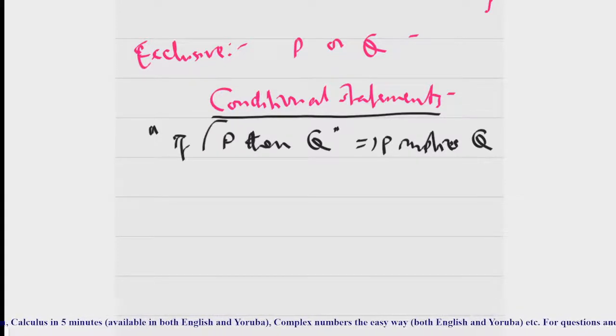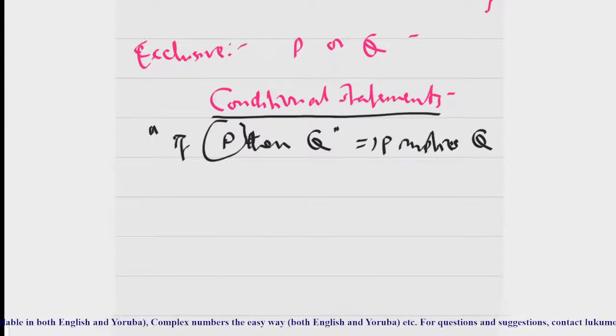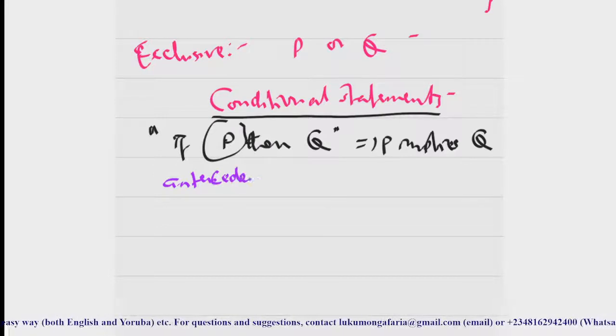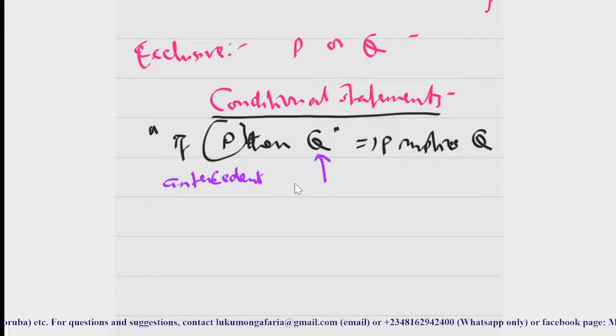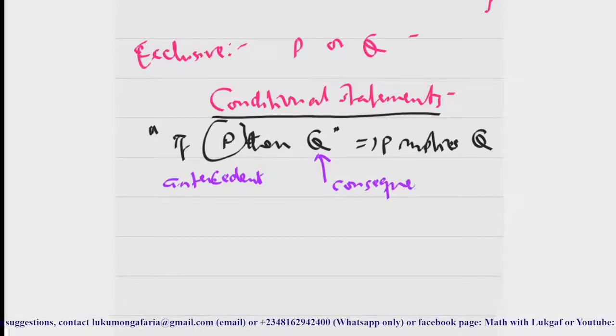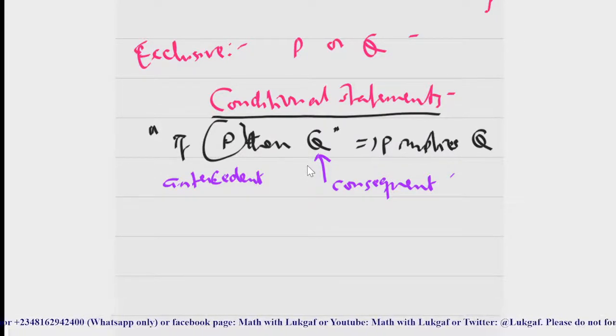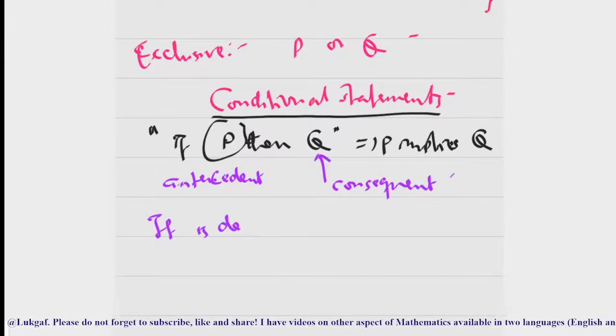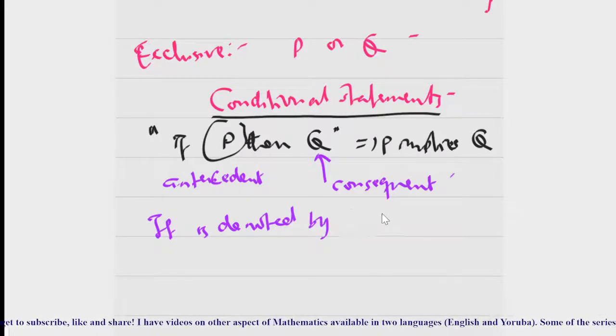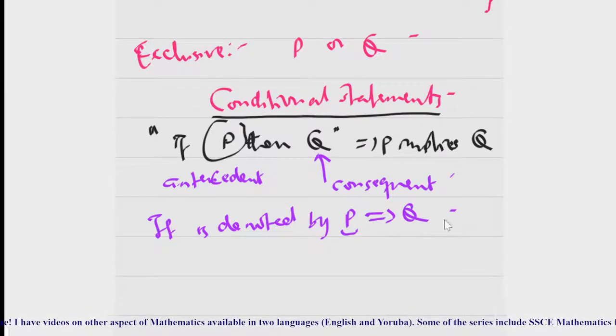The first part, after the "if", we call the antecedent. The second statement is called the consequent. "Ante" means before, so the antecedent is the statement that comes before, whereas the consequent is the one that comes immediately after. It is denoted by P implies Q. Don't forget, your P is the antecedent and your Q is the consequent. That is, if P then Q.